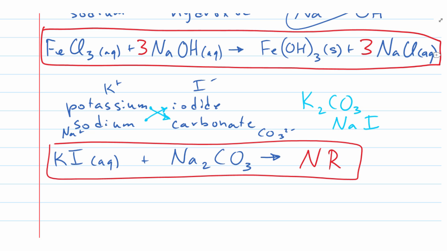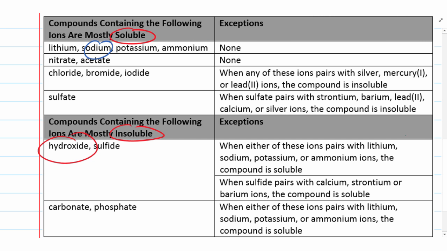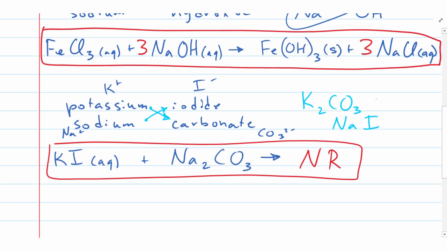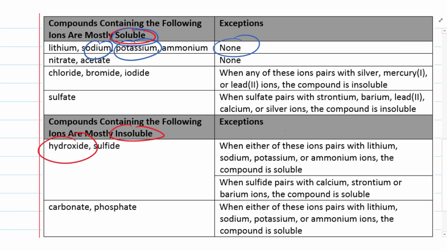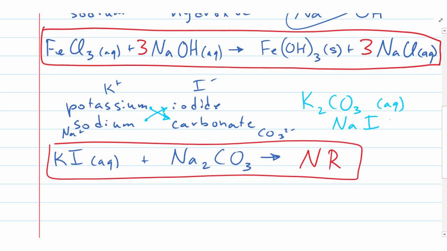Then we would have gone to our solubility table and looked up the solubilities of these products. We would find potassium right here, and all compounds containing potassium are soluble with no exceptions. If it's soluble with no exceptions, that means its phase label would have been AQ. And for sodium iodide, anything that contains sodium is soluble with no exceptions. If it's soluble with no exceptions, the phase label is going to be AQ.